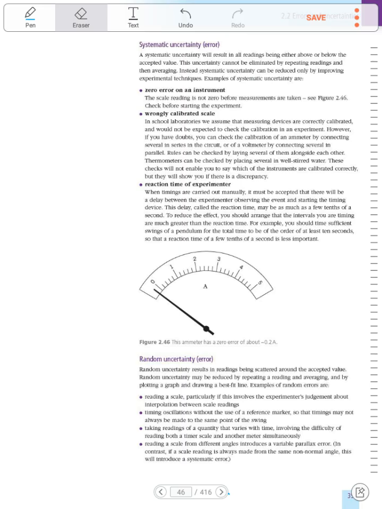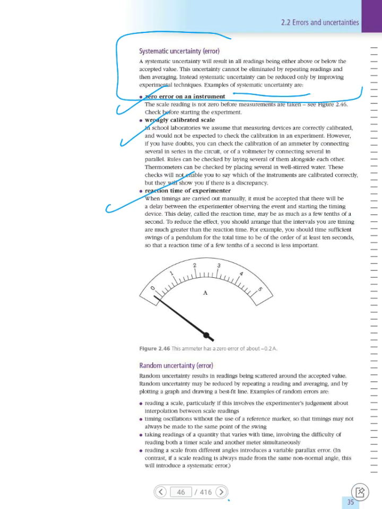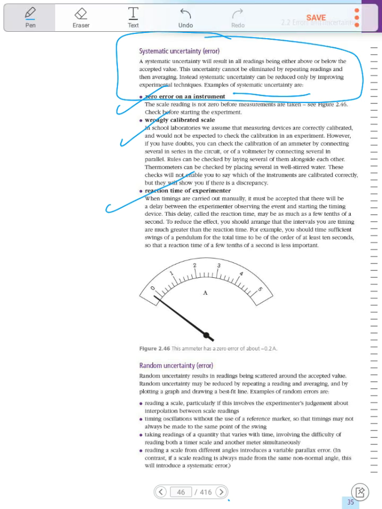Examples of systematic uncertainty: we have the zero error in an instrument, and we have a wrongly calibrated scale, if you try to calibrate the device and you calibrate it in the wrong way. We also have the reaction time of the experimenter when you're measuring the time. So this is the definition of systematic uncertainty.